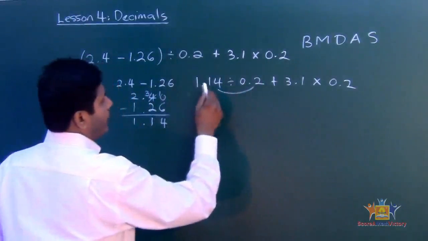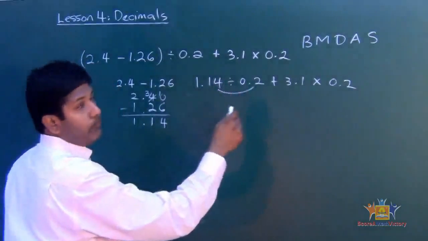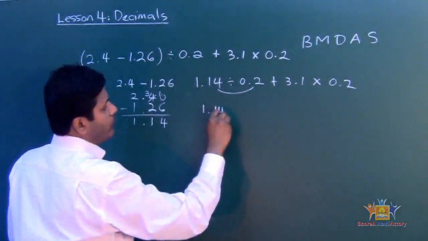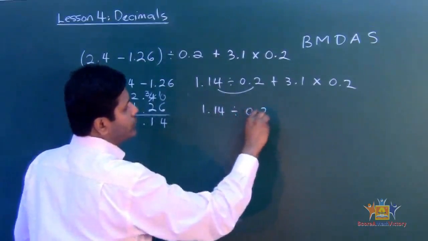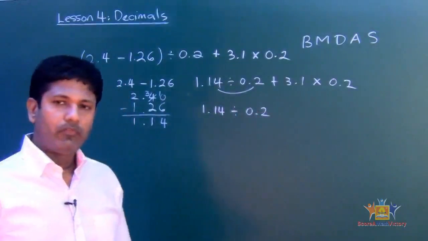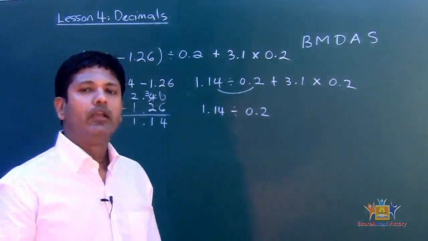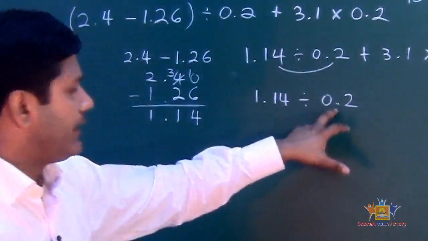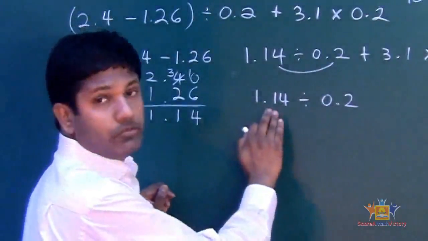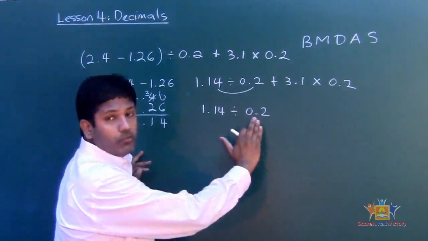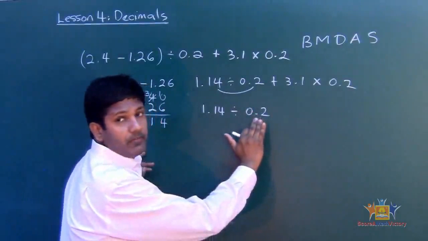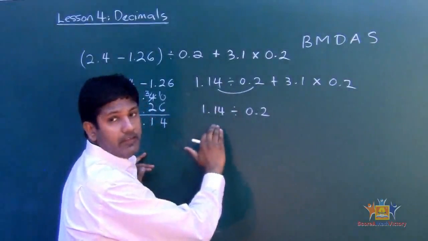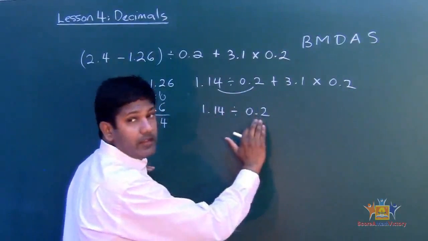1.14 divided by 0.2. So let's take that part. Now what's the principle for division on decimal? The thing is, we always want to get rid of the decimal from the divider, not the dividend. So we're going to get rid of the decimal for the divider.